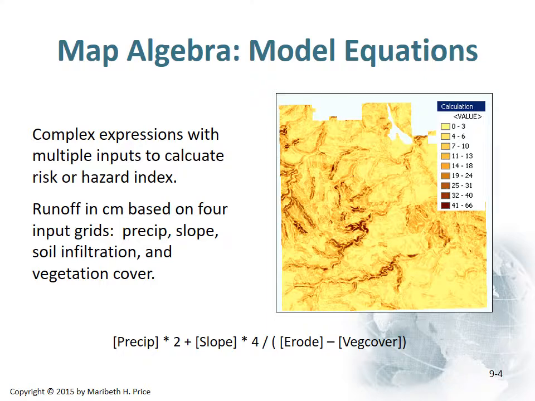So the equation that someone has created here, remember to apply standard order of operations to it. Individually, we're taking values of precipitation, multiplying by 2, adding to that slope multiplied by 4, and dividing that by the sum, or the negative sum of erode subtracting veg cover.